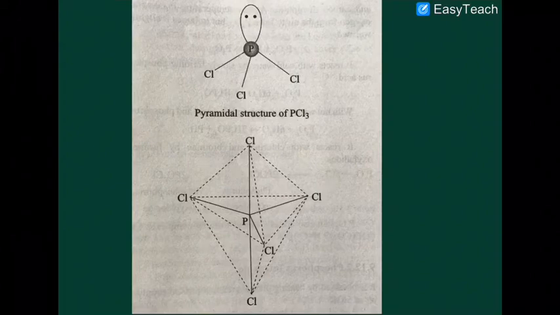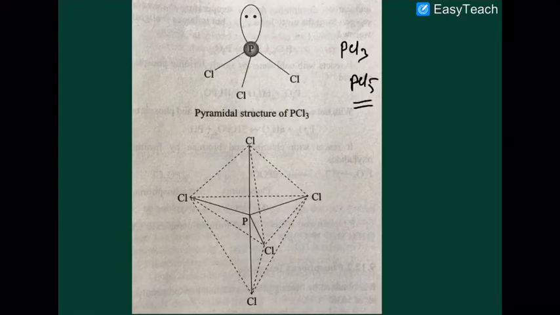Today we are going to discuss the last part of the nitrogen family, that is the compounds of phosphorus. In this case, we will first discuss the structure of PCl3 and PCl5. In PCl3, phosphorus is sp3 hybridized and the structure is pyramidal in nature.